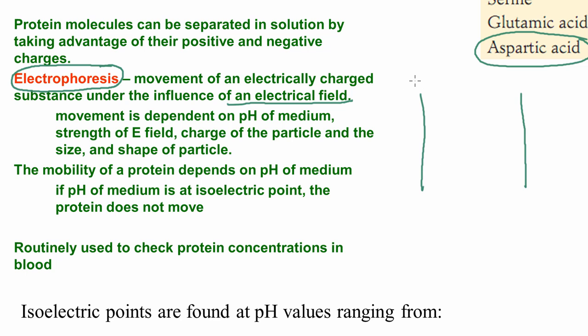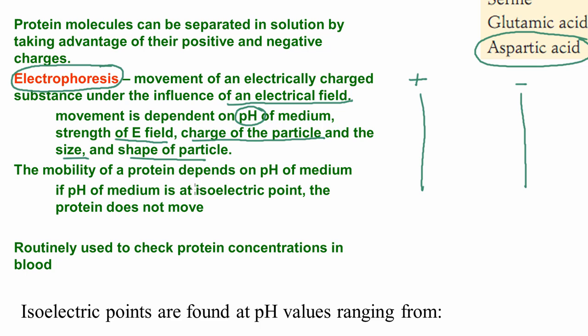So you'll have these two sides here, two electrodes. One is positive, one is negative. We'll expose a protein solution to this electrical field, and the movement of the molecules is going to be dependent on the pH of the solution, the strength of the electric field, and the charge of the particle. Also on the size and shape of the particle.